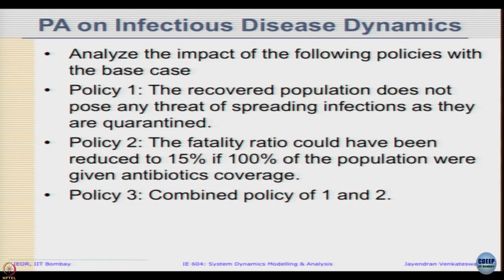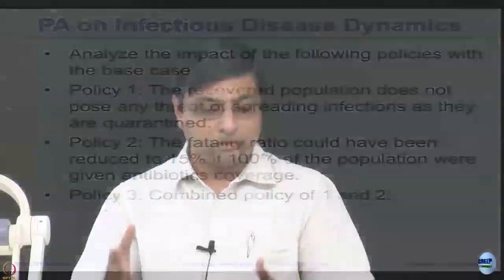Policy 2: the fatality ratio could have been reduced to 15% if 100% of the population are given antibiotics coverage upfront in anticipation. Currently, the fatality ratio is 90%. So, recall the question. What it says is that if all the people are given antibiotic injection, the fatality ratio will come to 15%. Policy 3 is combined policy 1 and 2, meaning recovered population are still quarantined and we are doing antibiotics coverage, so we are incurring double the cost.